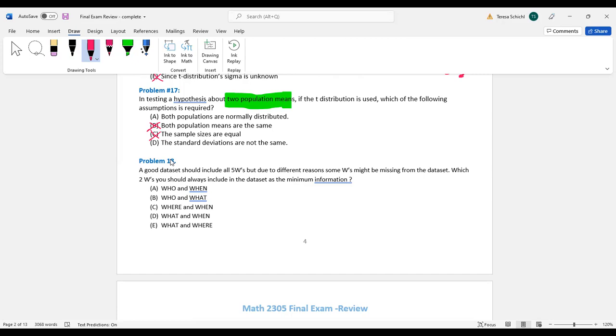And the standard deviations are not the same. We don't know. They can be the same or not the same, so that's not the requirement. So the only requirement will be A. The both populations are normally distributed, because normally distributed data is the underlying assumption for the t distribution. So it's A. Remember, we don't require the sample sizes to be equal, because you can have n1, n2. We don't require the population means to be the same. That's what we try to test.